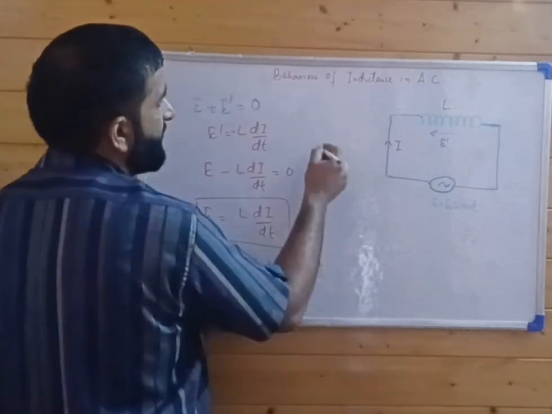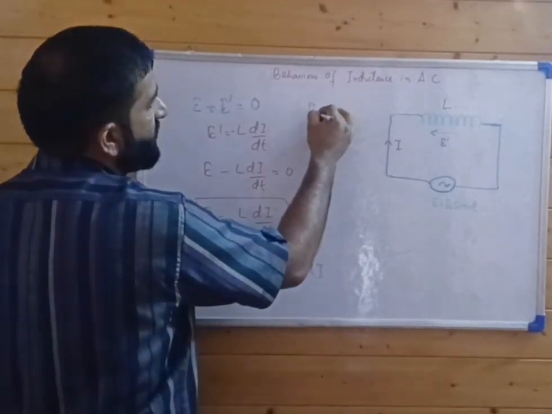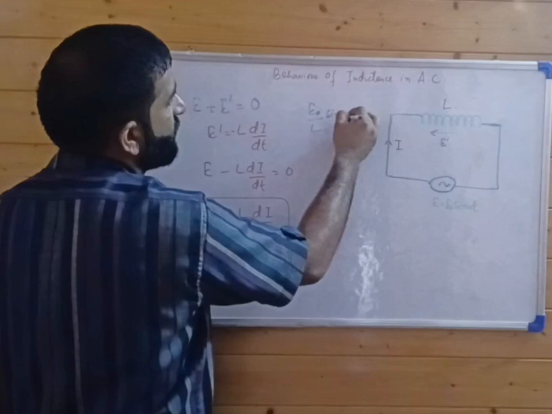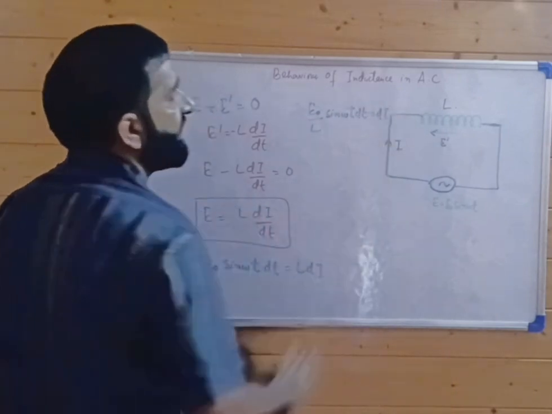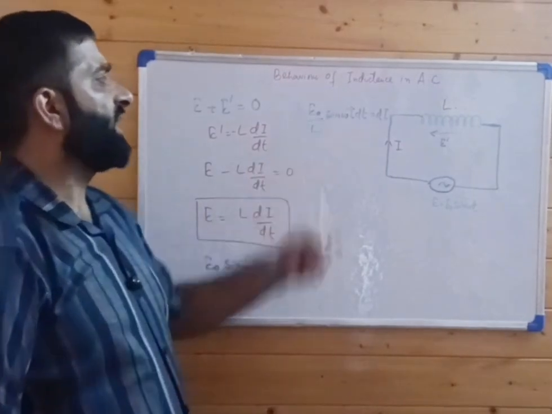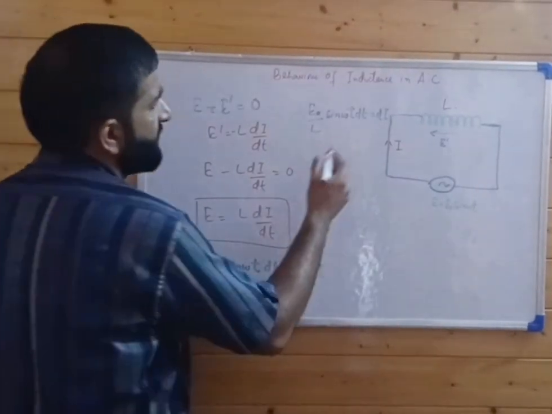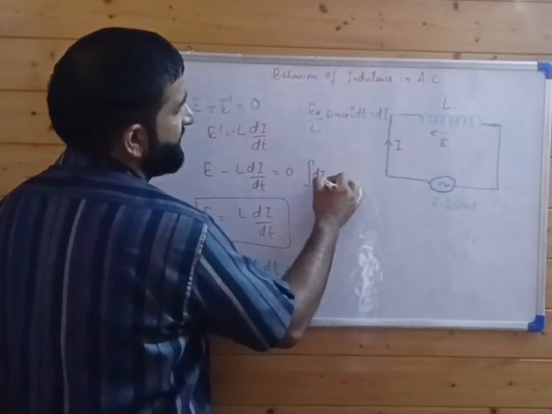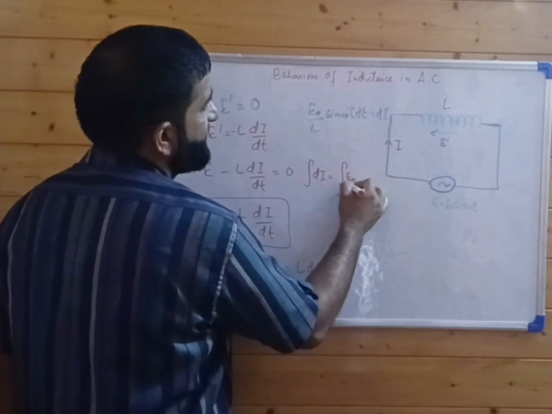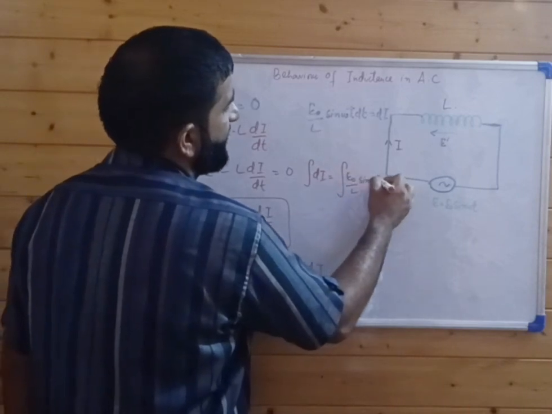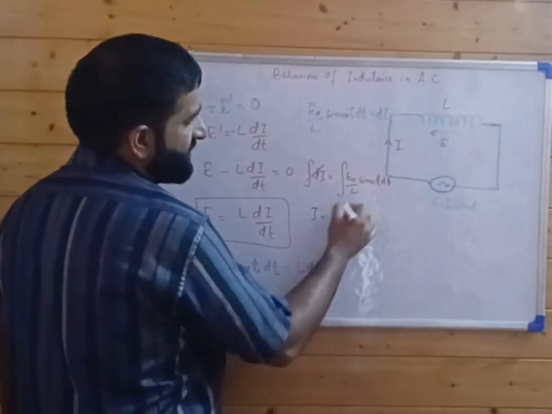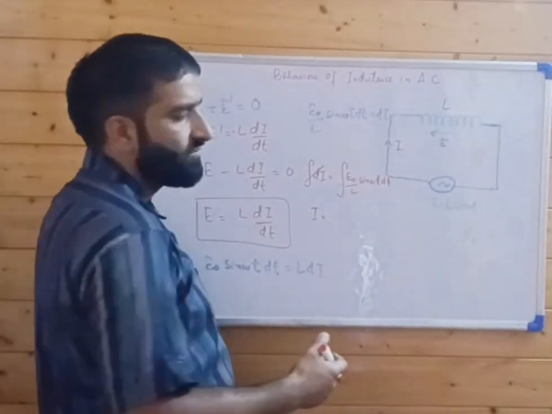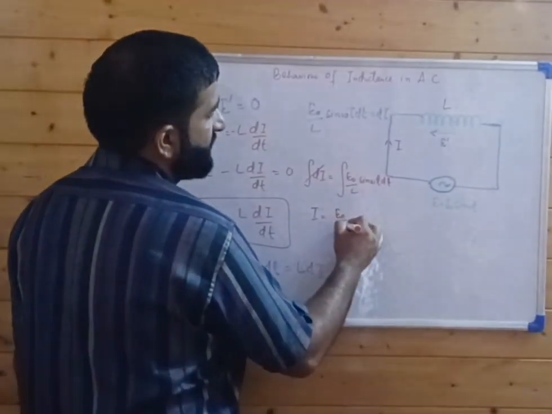Taking L to the denominator, we have E0 divided by L sine of omega t dt is equal to di. Now to get I here, we have to integrate this. So integrating, the integration of di is equal to the integration of E0 divided by L sine of omega t dt. Integral and differential cancel out. We have I is equal to E0 by L, which is a constant, so taking it out of the integral sign, we have E0 divided by L.